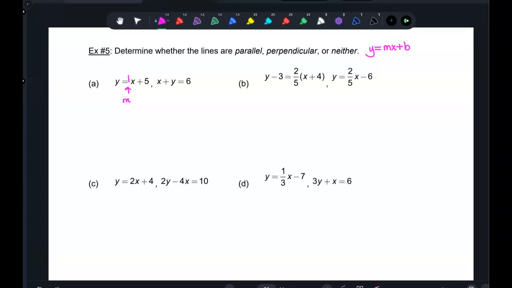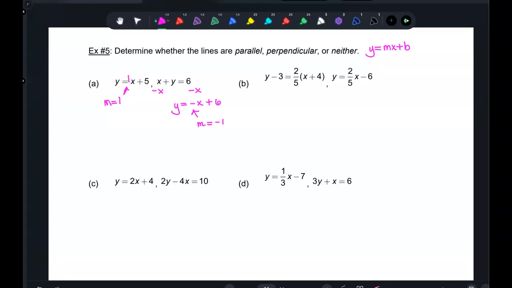Okay, now what's the problem here? Is this in y equals mx plus b? Minus x on both sides. So y equals negative x plus 6. So it's y equals negative 1x plus 6, basically. So here m is equal to 1, and what's m equal to here? Negative 1.